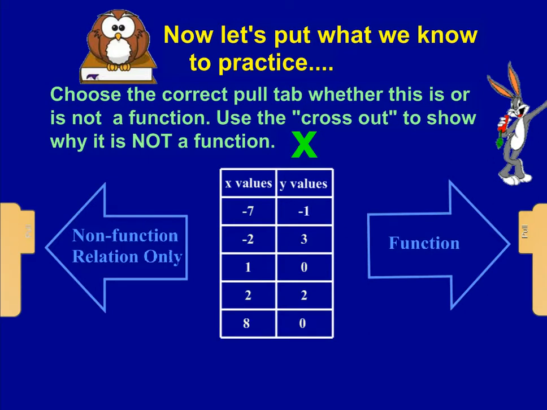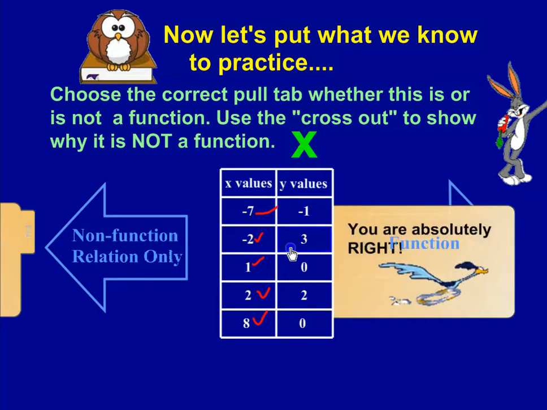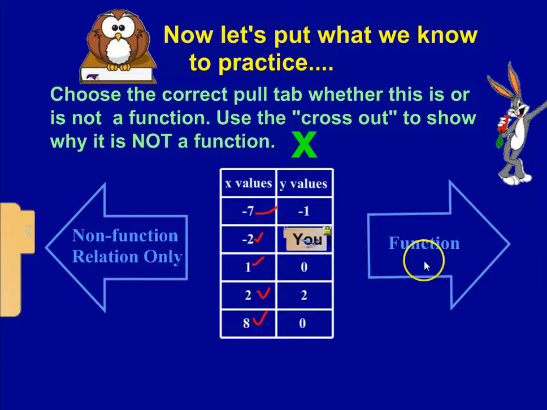Now let's put what we know into practice. Pull the correct tab whether this is a function or not. Let me go ahead and see. I have 7, I have 2, check. I have -1, check, 2, check, 8, check. So my x values are not repeating, right? So that means this is a function, and we are absolutely right.